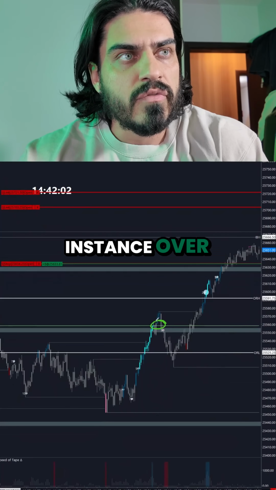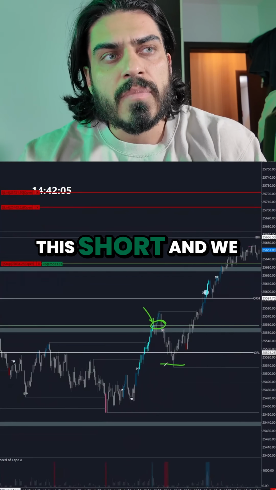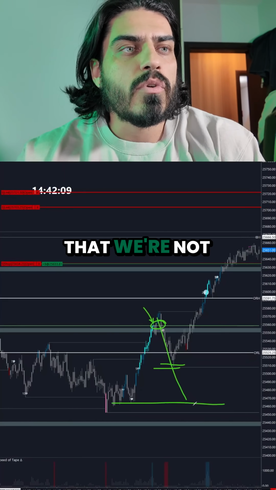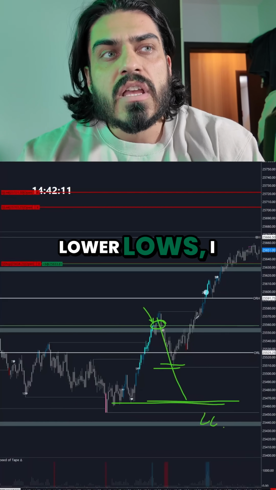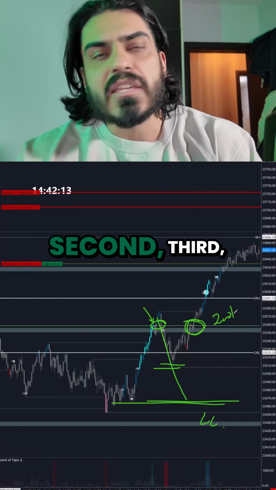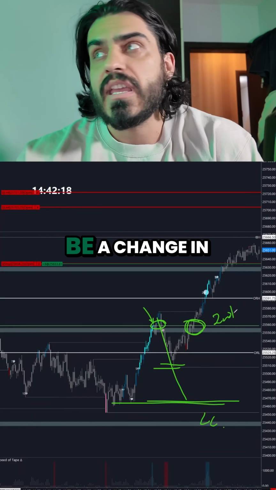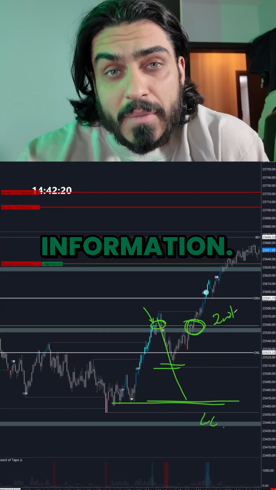So, with that in mind, if I get a first test into a key area, for instance, over here, and I take this short and we have a decent move, it's a solid move. But the issue here is that we're not trying to make lower lows. I then abandon the idea of the second, third, fourth test, whatever it is, because there's a higher probability that there's going to be a change in structure based on that information.